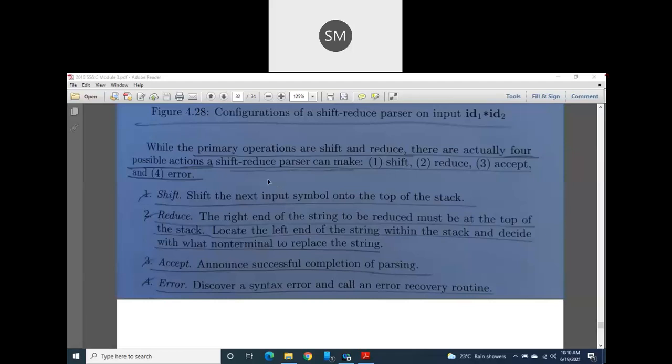So there are basically only two operations, but actually there are four actions in shift reduce parsing. Shift is the first operation, reduce is the second, the third is the accept action, and the fourth is the error action. Clear, guys? Four actions are here. Okay.